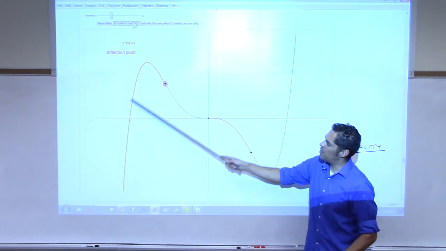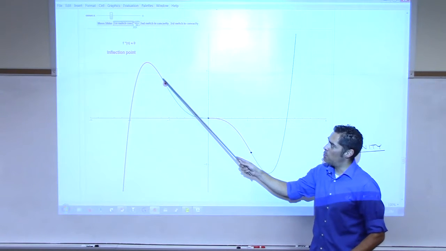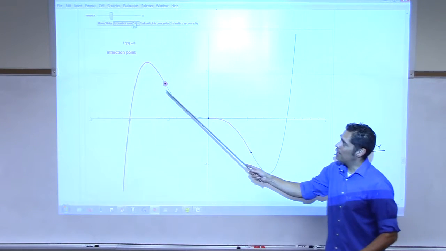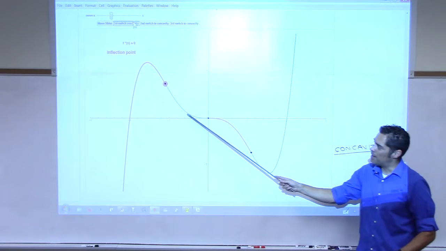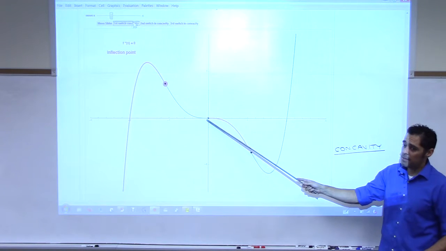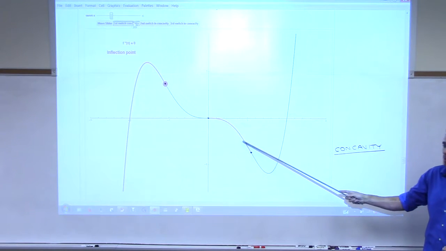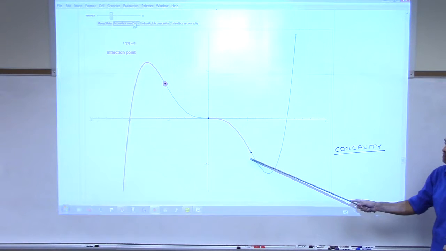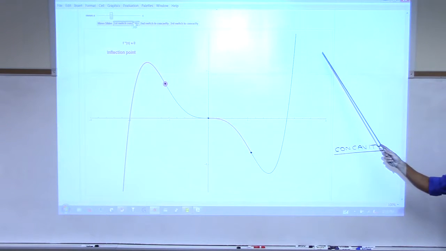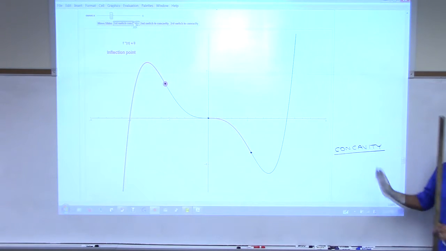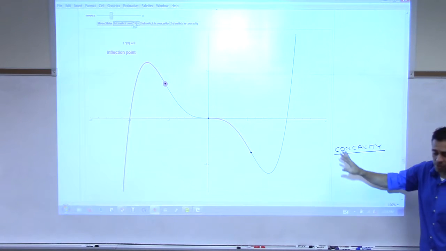Look, this one looks like a parabola that opens down, and this green part looks like part of a parabola that opens up, and then this one looks like it's switched over to a parabola that's opening down, and then it's back to a parabola that's opening up. But concavity is not really a parabola. That's what it looks like in this picture.